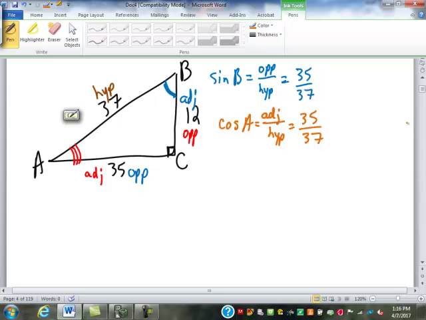Now, I know I'm beating this one to death, but what's the relationship between angles A and B here? What do those two have to add up to? 90, because the triangle is 180. If this is 90, that leaves 90 left for those other two to add up. So A and B are complements. What do we notice about the sine of B and the cosine of A? The cosine is the sine of the complement. Since B is the complement of A, the cosine of A is the same as the sine of B.